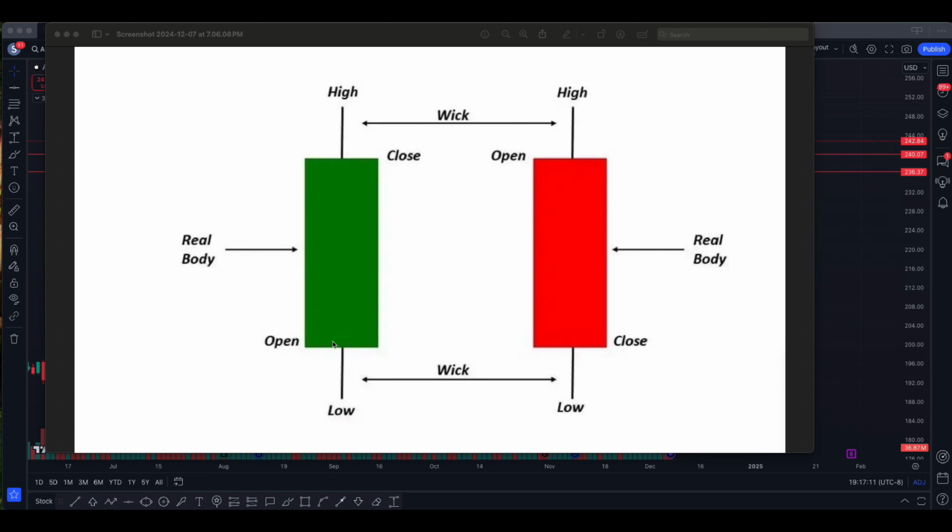Each candle has the same body parts. Here we have the high, meaning the highest price the stock traded at. We have the low point right here, which is the lowest price the asset traded at. We have the open, which stands for the open price: when the day started, what was the price. And the close is the closing price, so at the end of the day, where the stock closed. From the open to the close, that's the body of the candle.